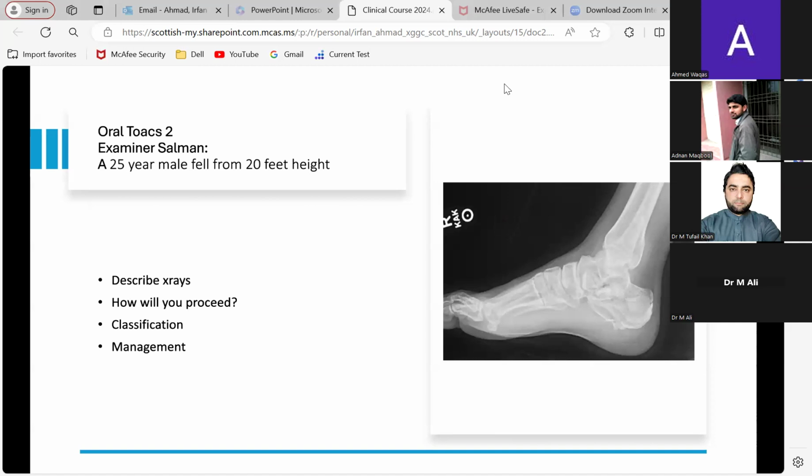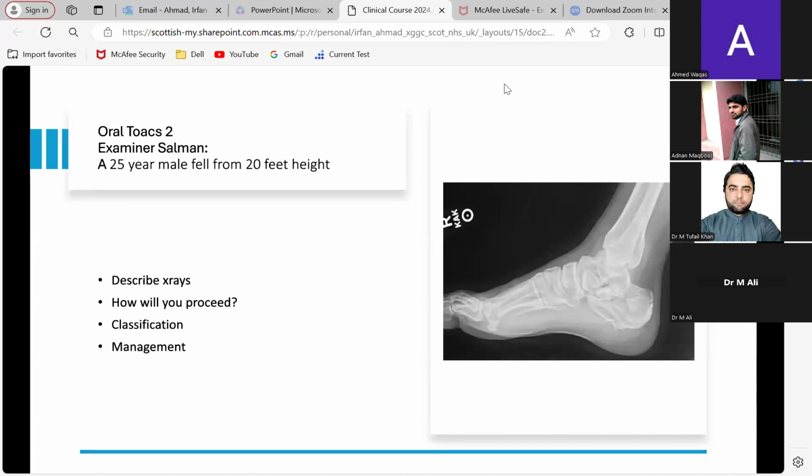I'll take the X-ray in the Harris view, the lateral view, and the Broden's view. Do you know any angles of the calcaneum? In the lateral view, I'll measure the angle of Gissane and Böhler's angle.